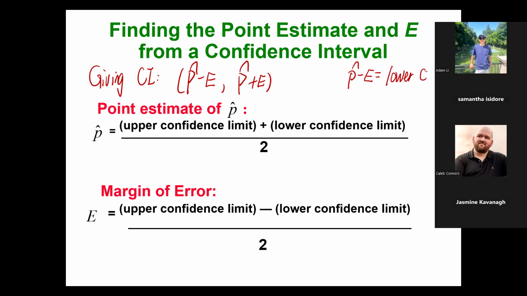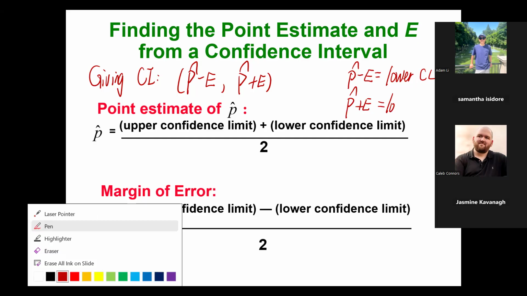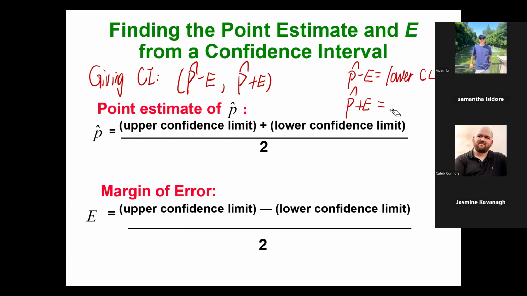Lower confidence limit. And then p-hat plus margin error is considered the upper confidence limit. You don't know the p-hat, so it's kind of like a system of linear equations. You just add these two equations, right?